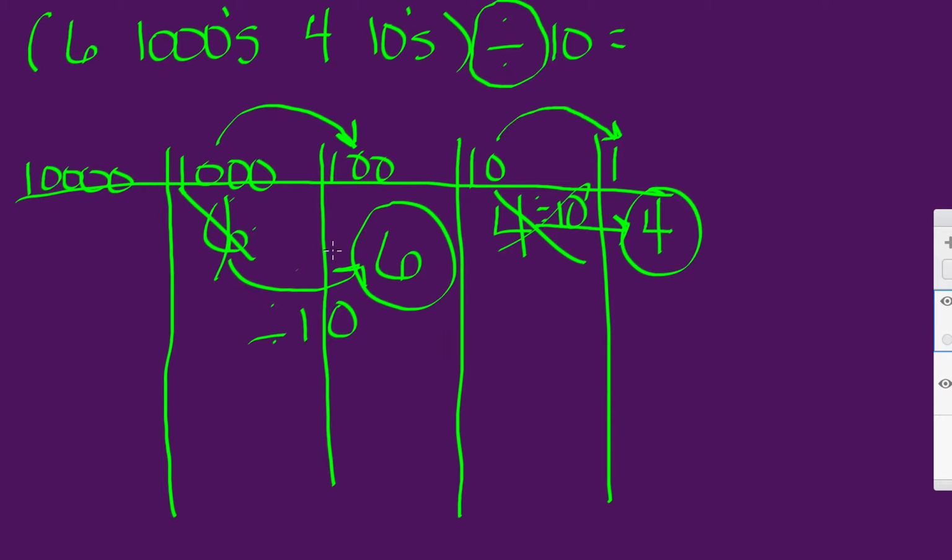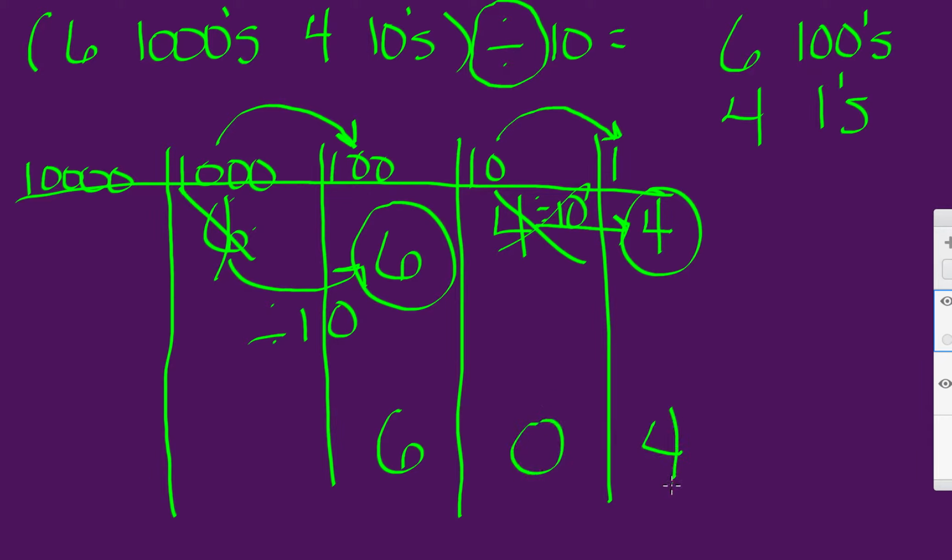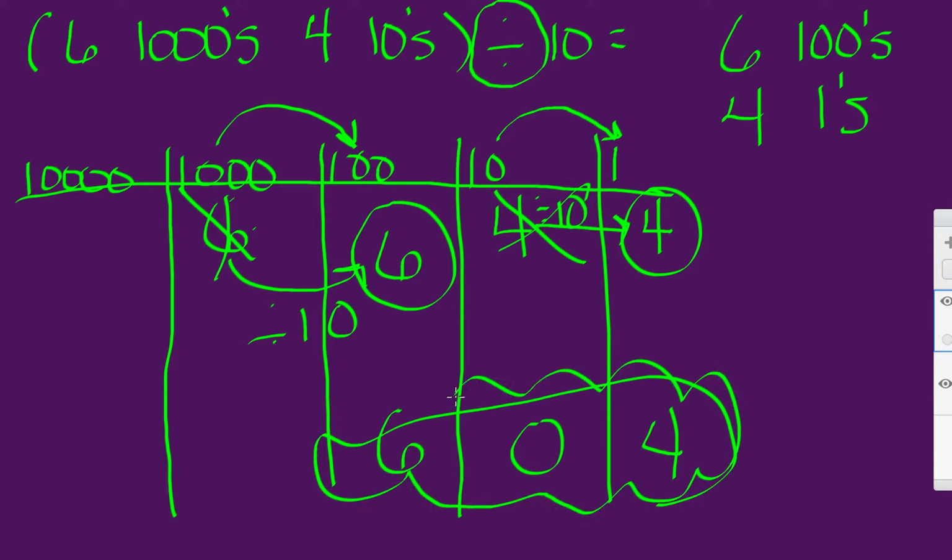So unit form would be 6 100s. And you can write out hundreds if you'd like. I'm being lazy. And this would be 4 ones. Okay, so that's unit form. Then I just put a 6. There's nothing here. And this one is a 4. So the standard form, 604 would be your answer in standard form.